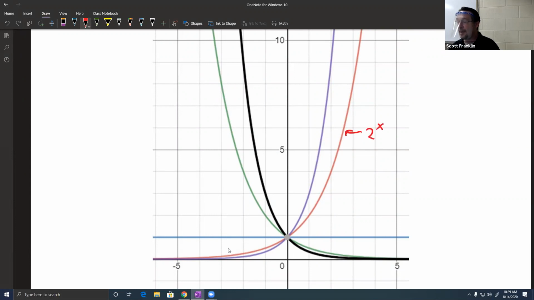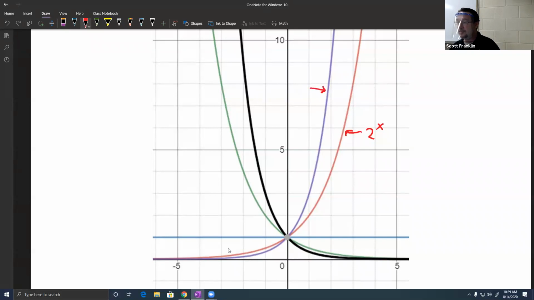And you can see that by going and looking at, okay, if I plug in 0, 2 to the 0 has a height of 1. Anything to the 0 power is 1. If I go over 1, then I'm at a height of 2. So that's 2 to the first. If I go over 2, I'm at a height of 4. That's 2 to the second. That's 2 to the x.